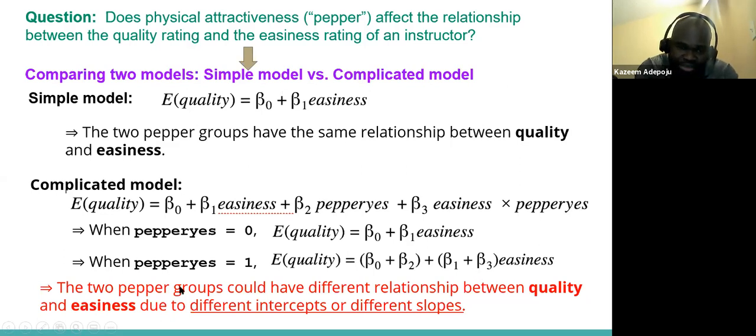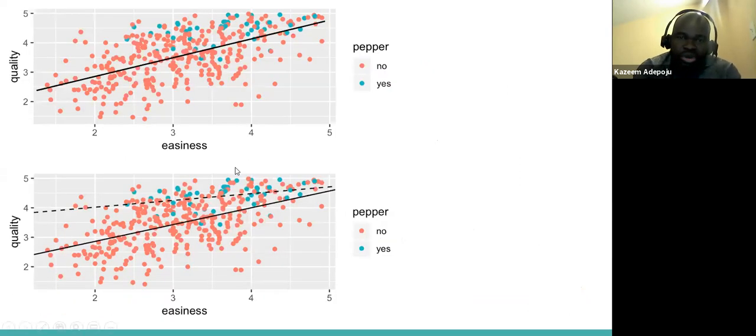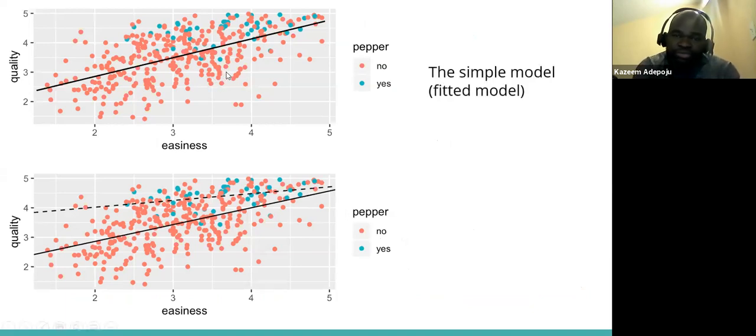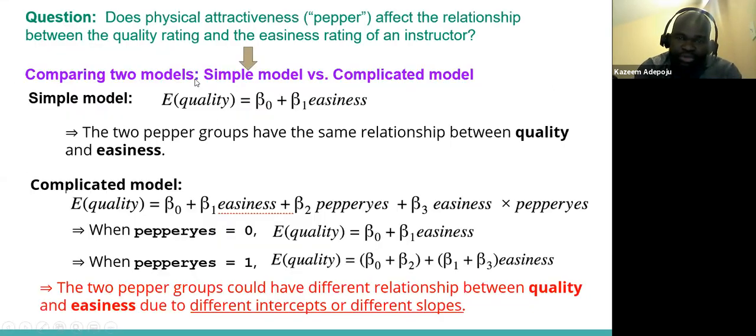And that is the reason why we said the two Pepe groups could have different relationships between quality and easiness, due to different intercepts or different slopes. I think you can see that right now. So using the graph to figure that out, this is the simple model. This guy here, I'm going to show you now. This is the simple model.